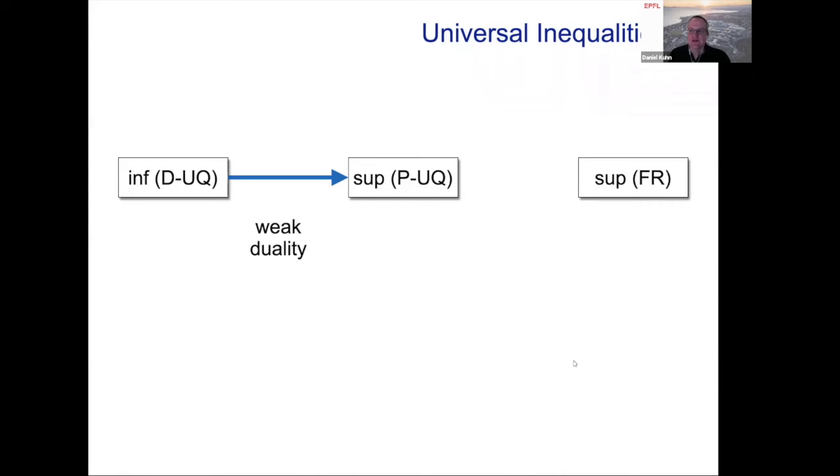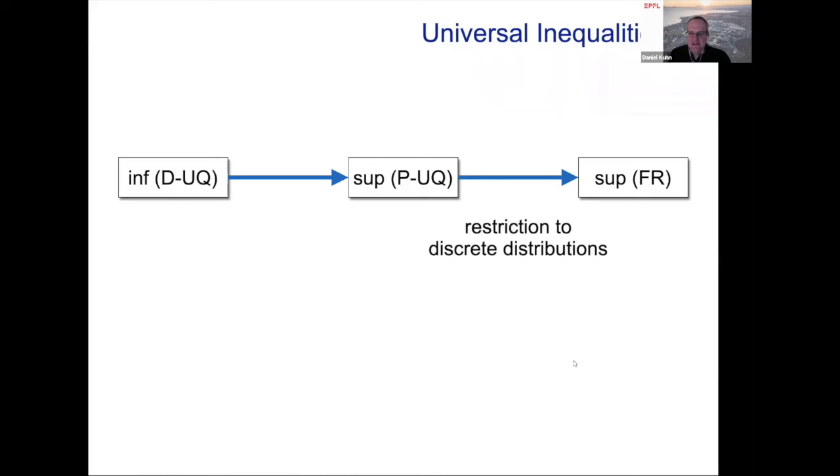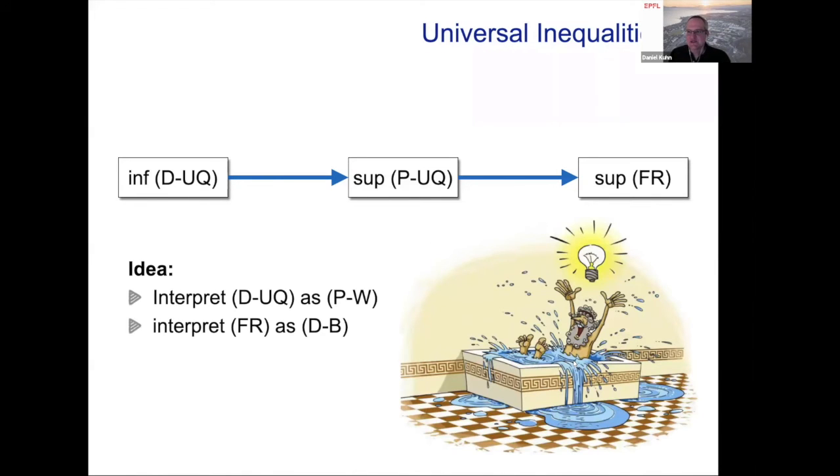On the one hand, one can easily show that the dual and the primal uncertainty quantification problems obey a weak duality relationship. And in addition, the optimal value of the finite reduction is clearly smaller than the optimal value of the original uncertainty quantification problem because it optimizes over a smaller feasible set of only discrete distributions. Our goal is now to identify conditions under which the three problems are in fact equivalent. The key idea to gain further insights into these three problems is to interpret the dual uncertainty quantification problem as an instance of the primal worst problem PW, and to interpret the finite reduction as an instance of the dual best problem DB.